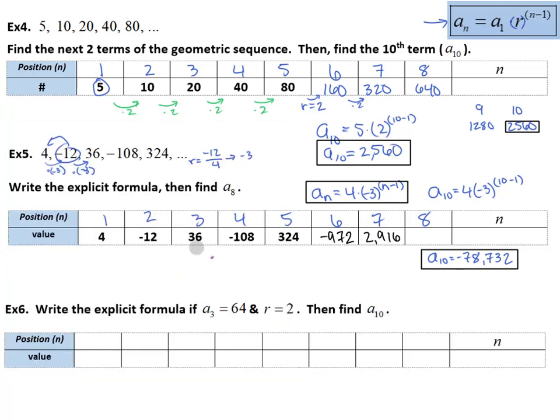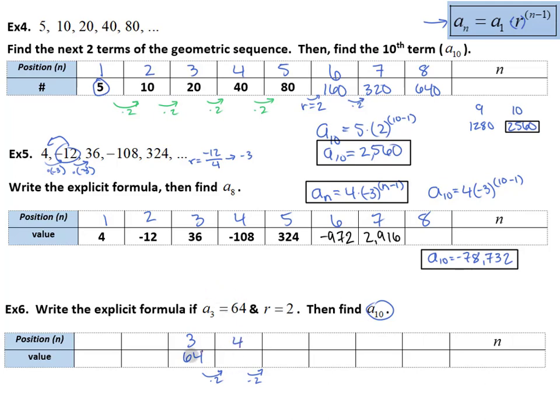Okay, our last example here, write the explicit formula if the 3rd term, so remember that this means the value of the term at position 3. So I actually know the 3rd term here is 64. And r, which is for the common ratio, means what we're multiplying by to go to the right, is 2. So they're kind of multiplying by 2, I guess, right, to continue to the right. Find the 10th term. Okay, well, we could just keep going in this order, right?